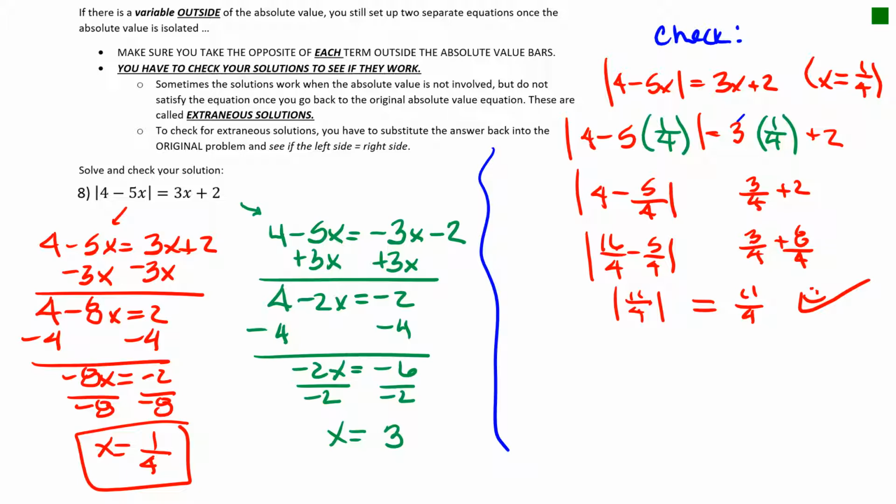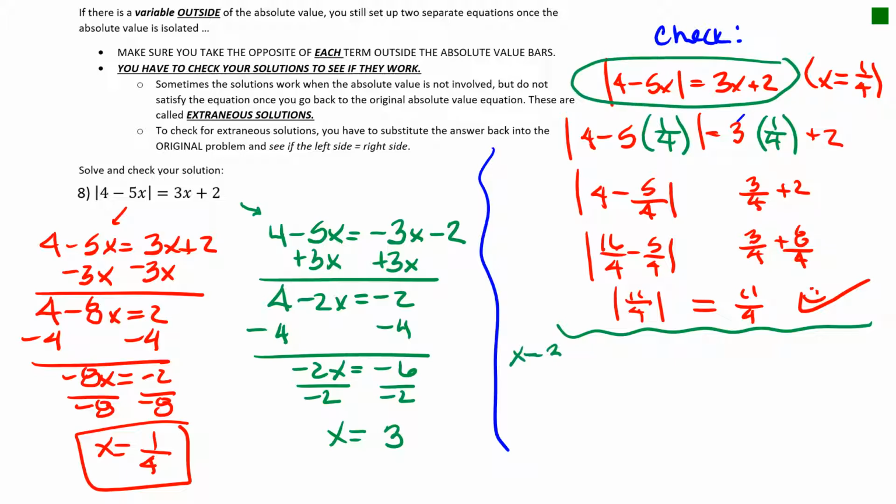It checks. Happy, happy. Put a box around it. We found an answer, but we're not done. Now we have to go back up to the original, but this time we're going to let x equal 3. So it's the absolute value of 4 minus 5 times 3. And we want to see, does that equal 3 times 3 plus 2? So I'm going to do the left-hand side. This is 4 minus 15, still in absolute value bars. That is the absolute value of -11.